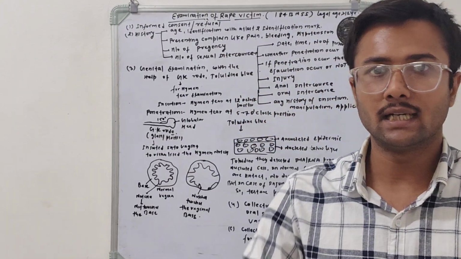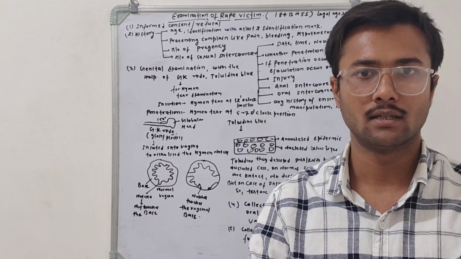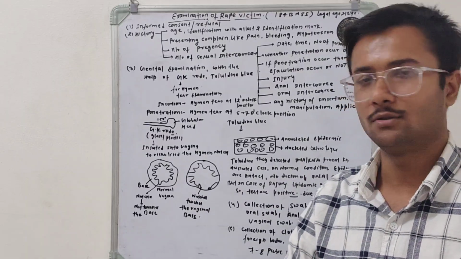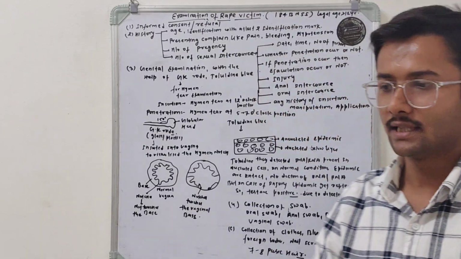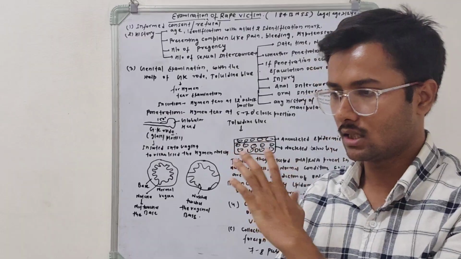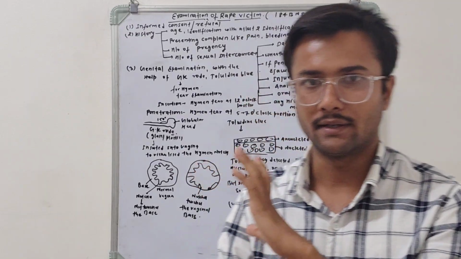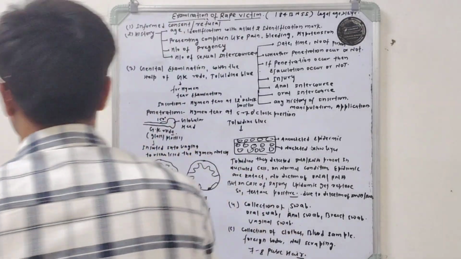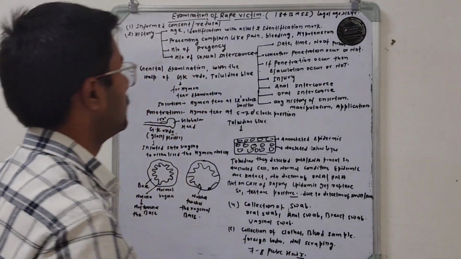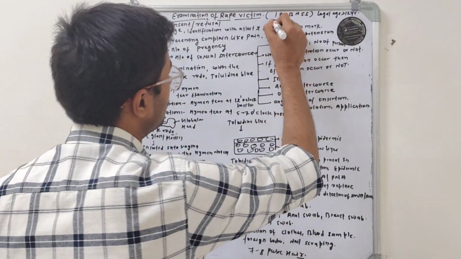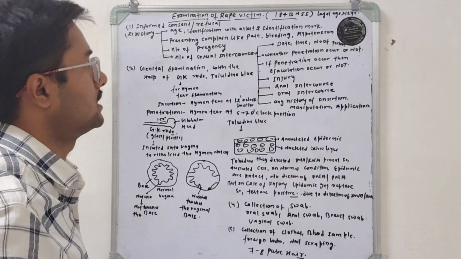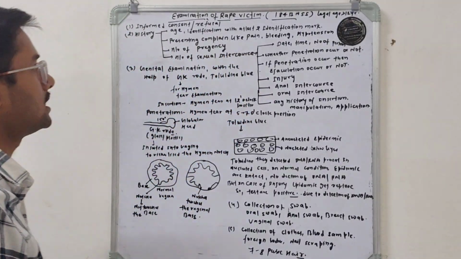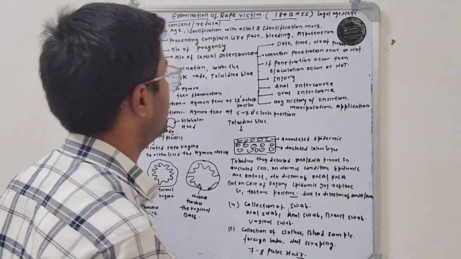And today's session we are going to discuss a very serious issue of our community, and you know that it is rape. So today in class we are going to discuss how the examination of a rape victim is conducted. The examination of a rape victim is conducted under 184 BNSS.